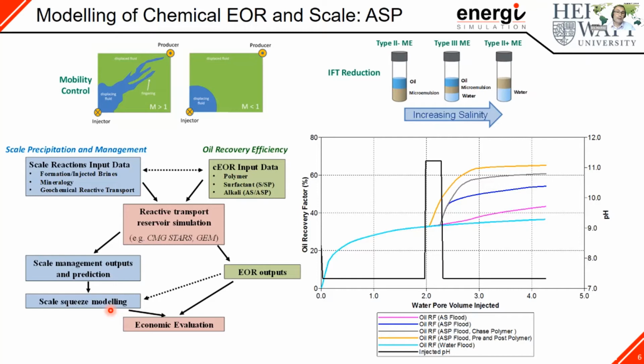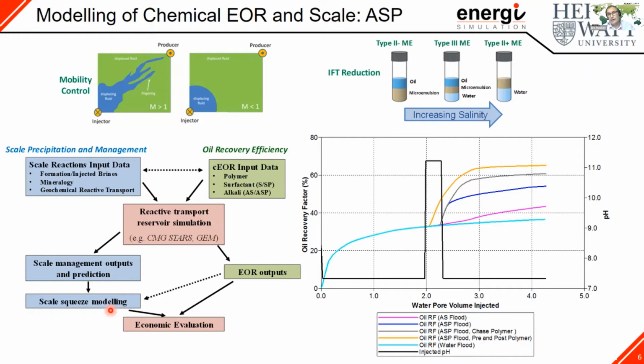And from those calculations, we can take outputs that feed into an economic evaluation. And the point here really is that there are processes, there are reactions with the minerals that affect the risk of scale deposition in the production wells. Those same reactions also impact the ability of these chemicals to mobilize oil.